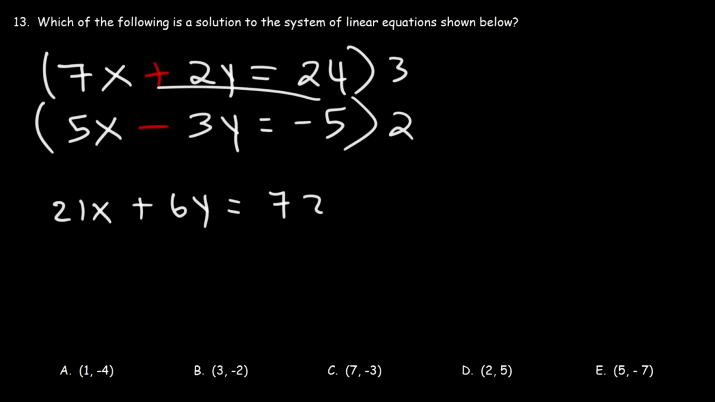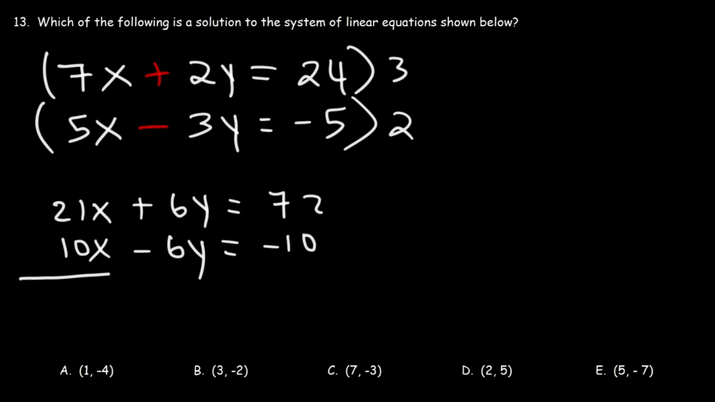Now let's multiply everything in the second equation by 2. 5x times 2 is 10x. Negative 3y times 2 is negative 6y. And negative 5 times 2 is negative 10.